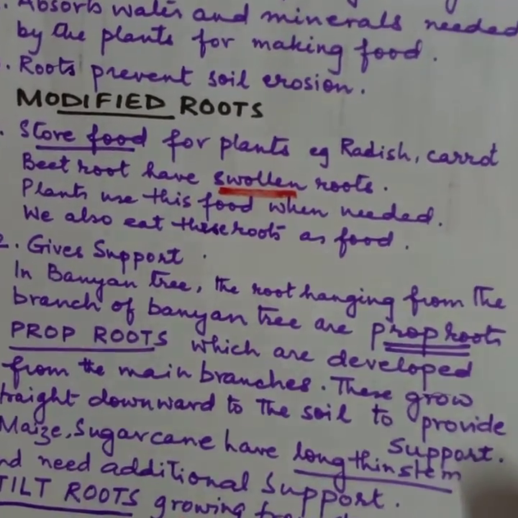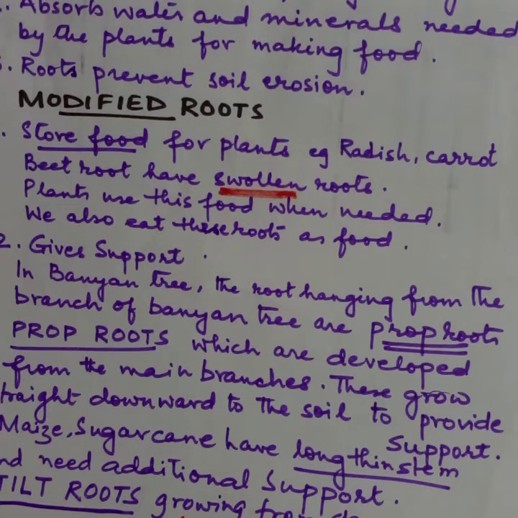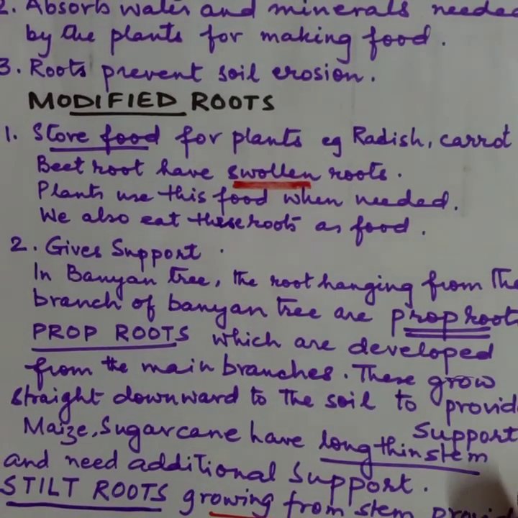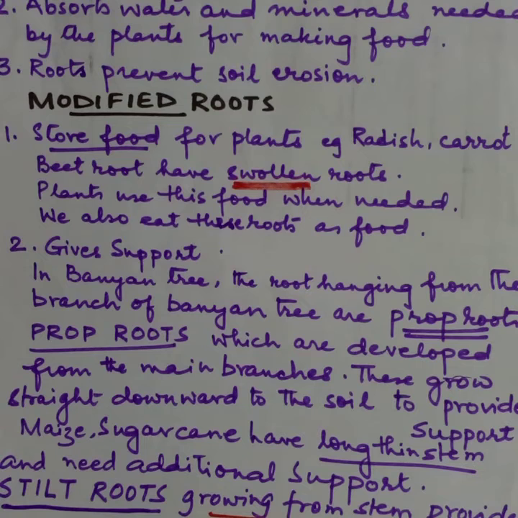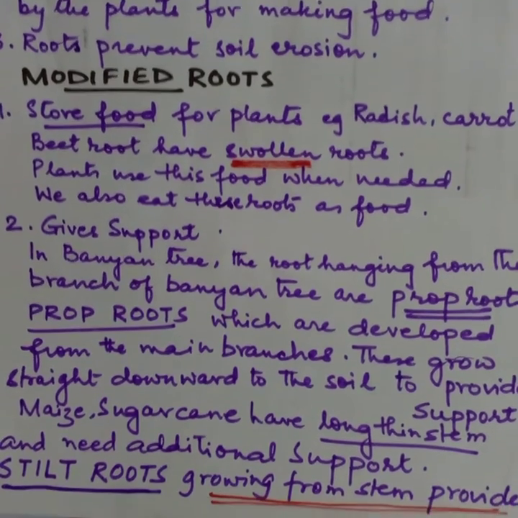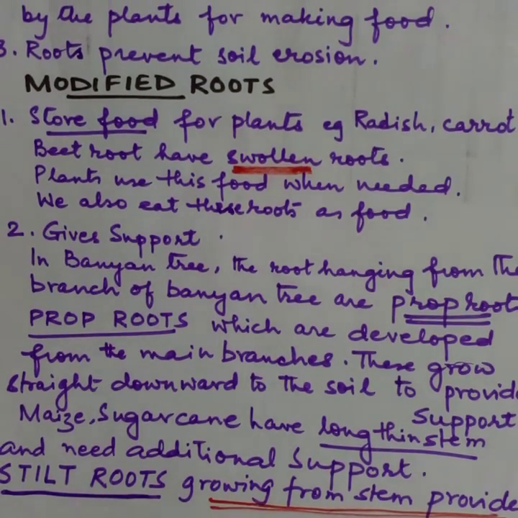Second, it gives support to the plant. In the banyan tree, the roots hanging from the branch of the banyan tree are prop roots, which are developed from the main branch, and these grow straight downward to the soil to provide support. And maize and sugarcane have long thin stems and they need additional support. So the stilt roots growing from the stem provide them this support.